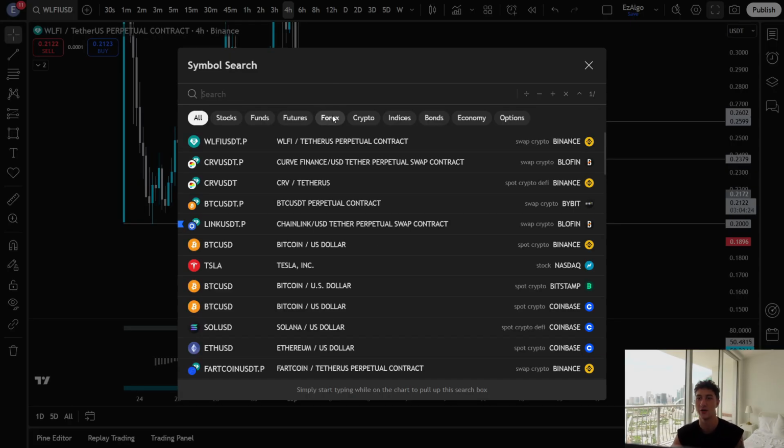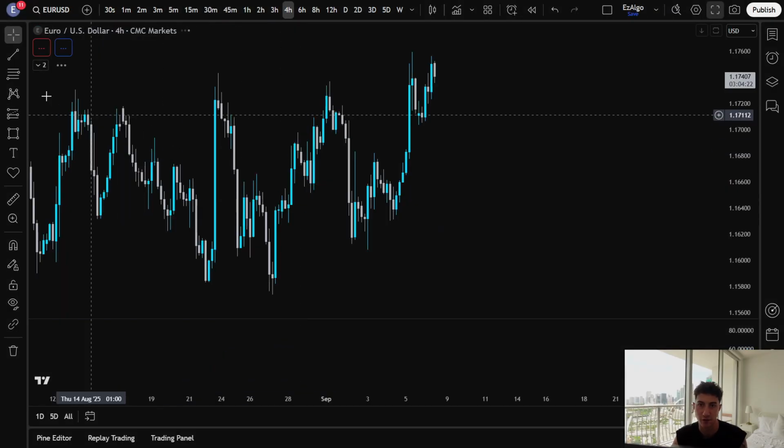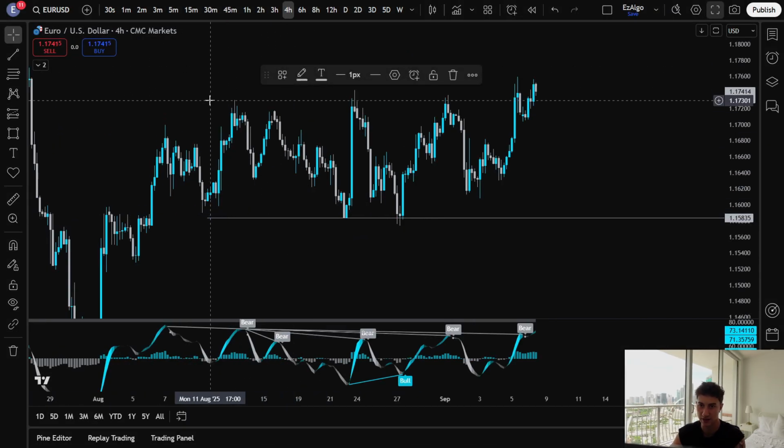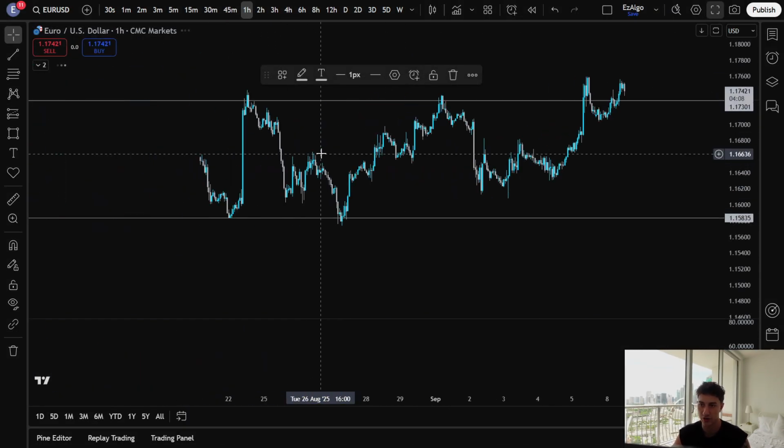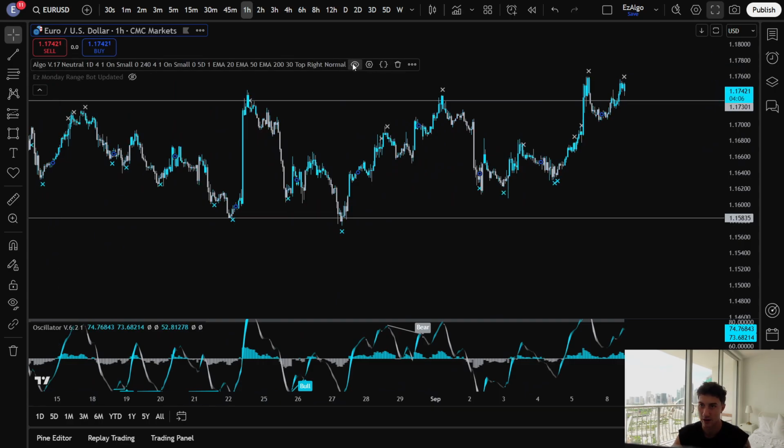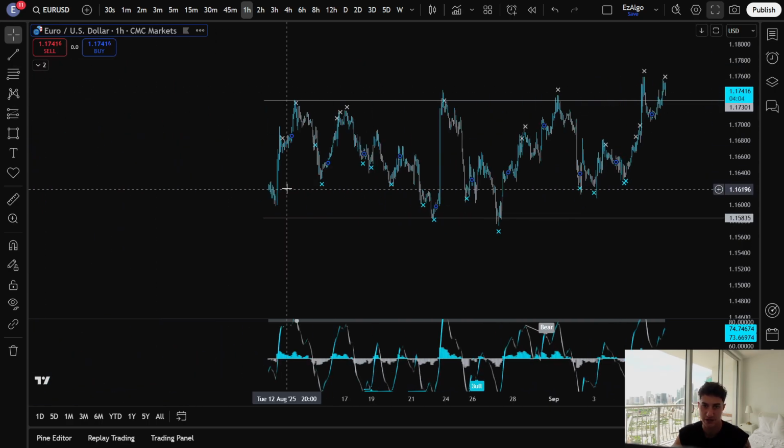Let's go over some other examples here, okay? I don't even trade Forex. I already see a trade here using this strategy on Euro USD. Actually, I'm gonna turn on my TradingView algo as well for some more confluence.